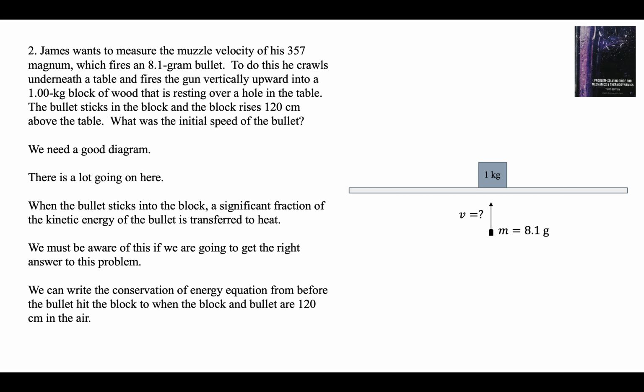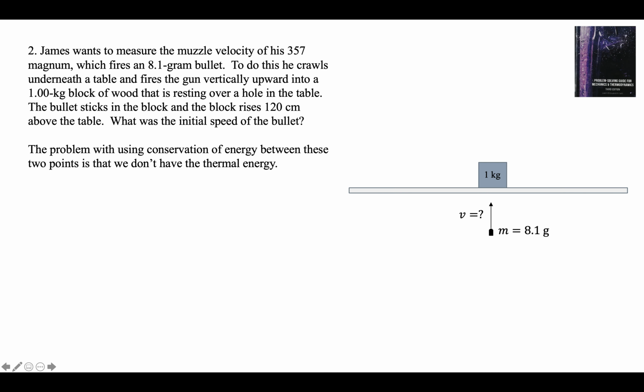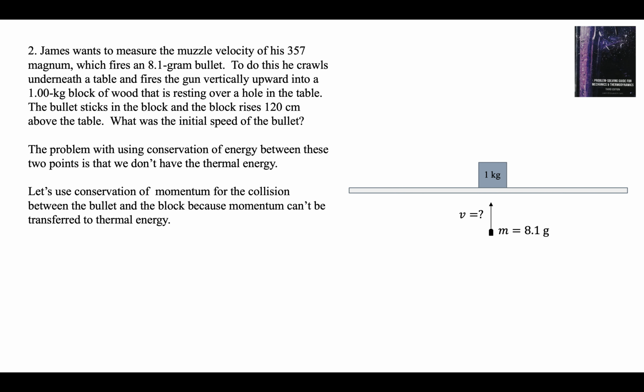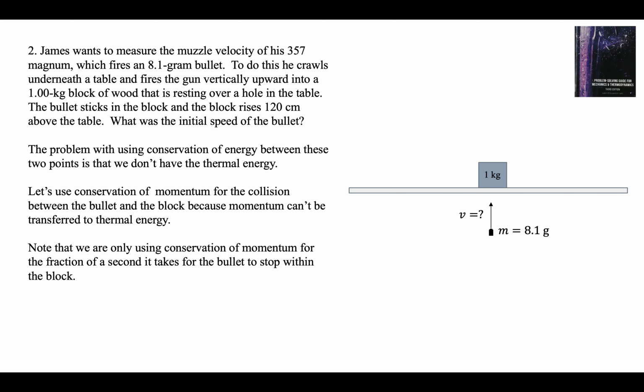We can write the conservation of energy equation. The kinetic energy of the bullet is equal to the gravitational potential energy of the block and the bullet when they're 120 centimeters in the air, plus a tremendous amount of thermal energy. The problem with using conservation of energy is we don't have the thermal energy. So that equation is not going to help us. Let's use conservation of momentum for the collision between the bullet and the block, because momentum can't be transferred to thermal energy. So we're only using conservation of momentum during the collision.